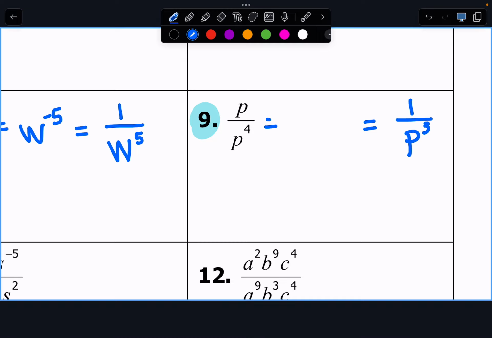1 over p to the 3rd power. If we subtract our exponents, we get p to the negative 3, and then we have to rewrite it.